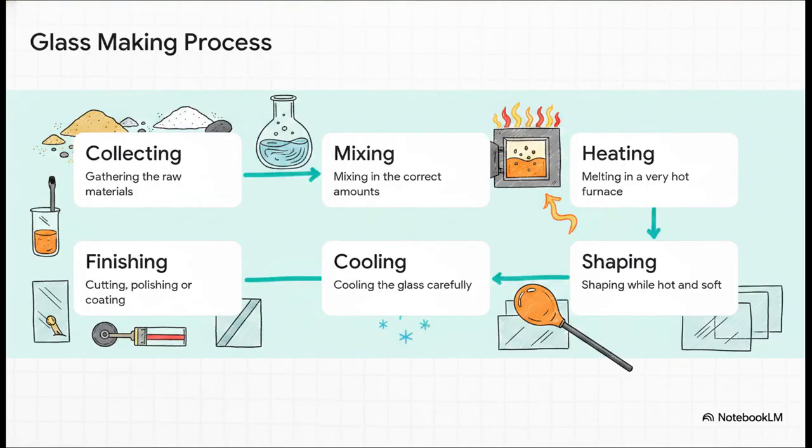Let's take a quick virtual factory tour to see how this magic actually happens. First, we collect and mix those three ingredients in just the right amounts. Then comes the absolutely crucial part, heating. We toss the mixture into a super hot furnace. It gets so incredibly hot that the sand and rocks actually melt into a glowing, thick liquid. It's like molten lava. While it's still hot and soft, we can shape it into flat sheets for windows, or even blow it into cool bottle shapes. Finally, we carefully cool it down and add finishing touches, like polishing, or maybe some fun colors.